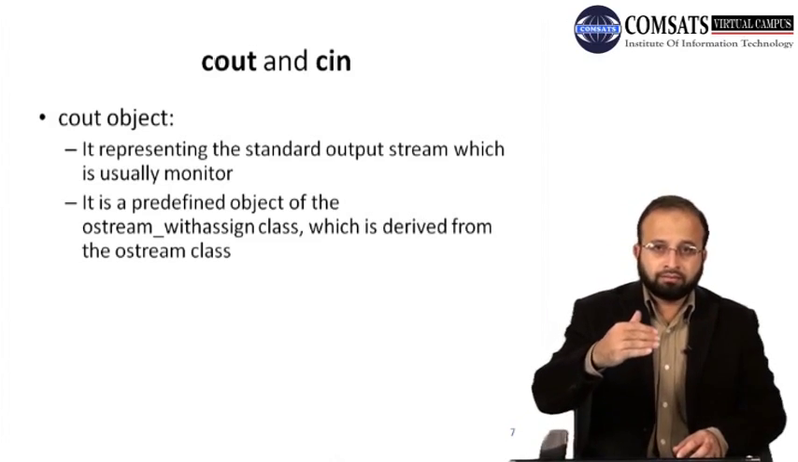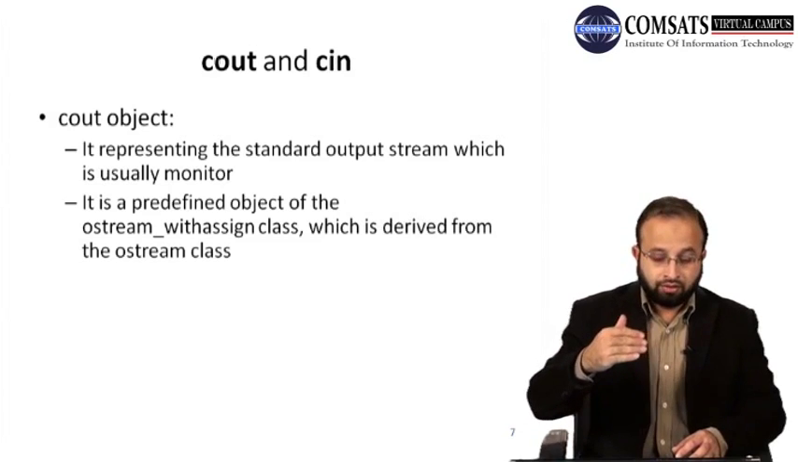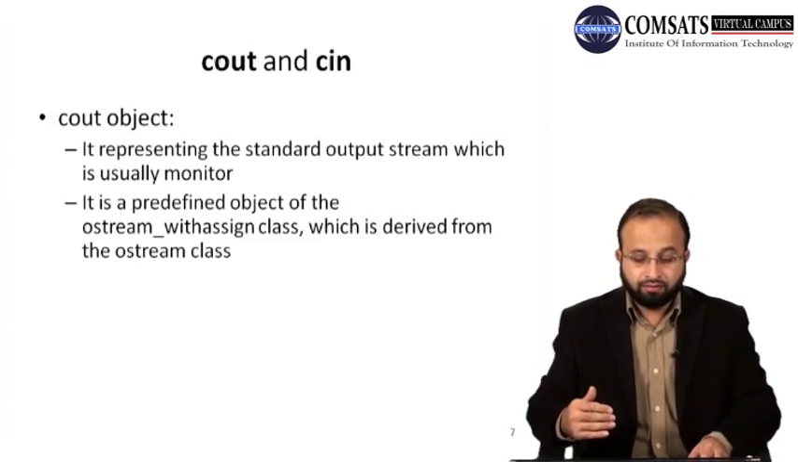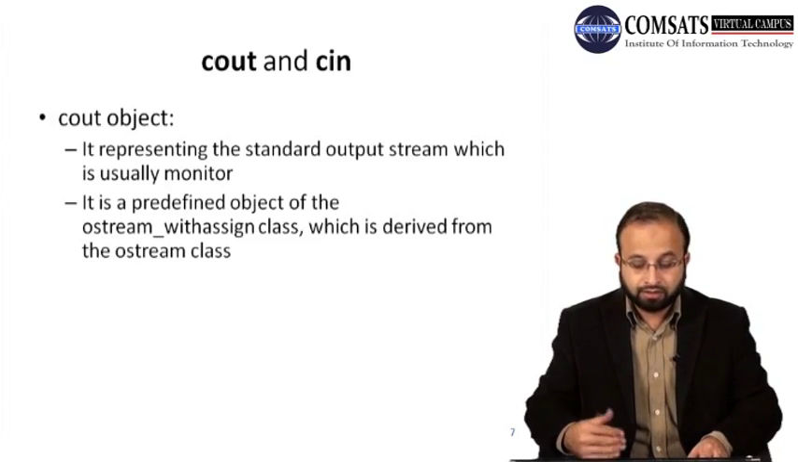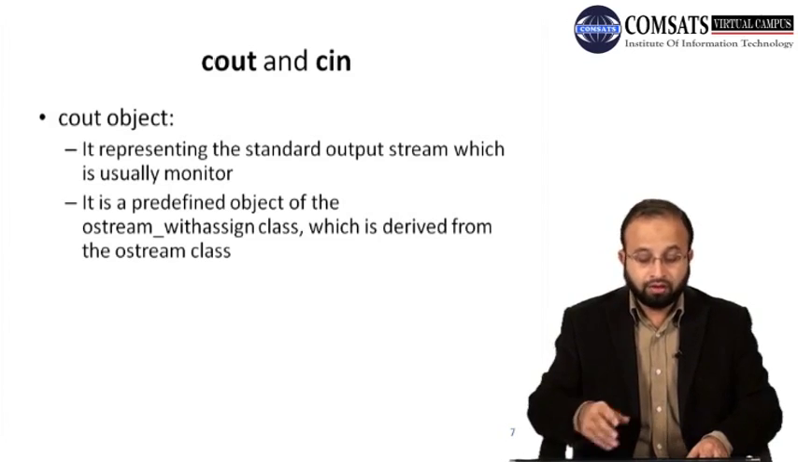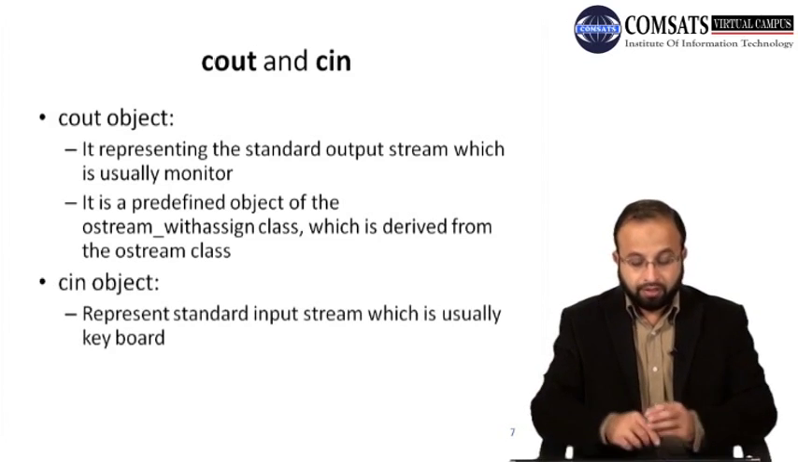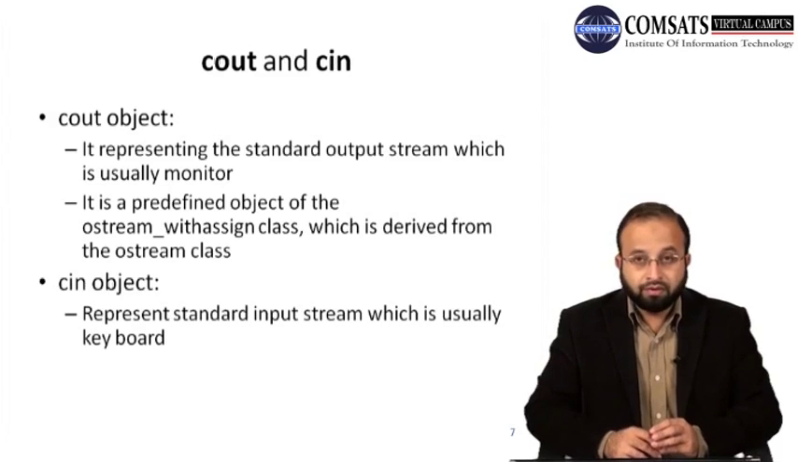So you have an ios class, and then the ostream class that is derived from the ios class, and then we have the ostream_withassign class. Okay. So ostream_withassign is the class of which cout is an object. Cout is an object of the ostream_withassign class, and that class is derived from the ostream class.